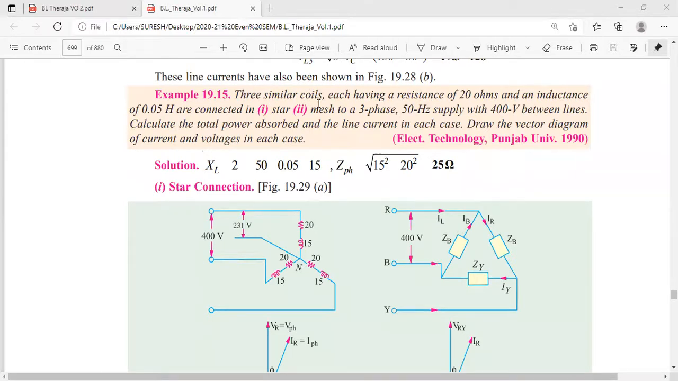Three similar coils. Resistance is 20 ohm. Inductance is 0.05 Henry. So I have to convert this inductance L into XL. What is the formula for XL? Okay, I'll write it on the board. Omega L. XL is omega L. See here.